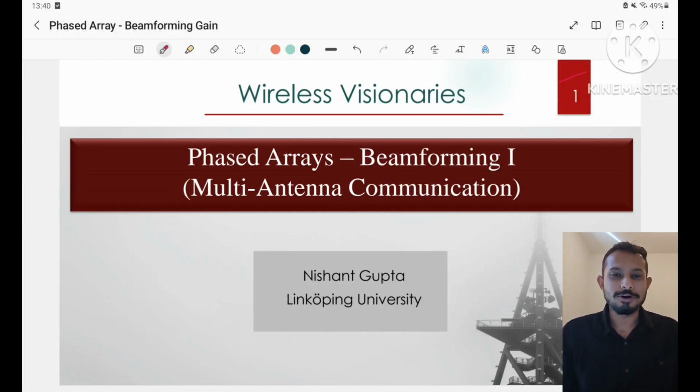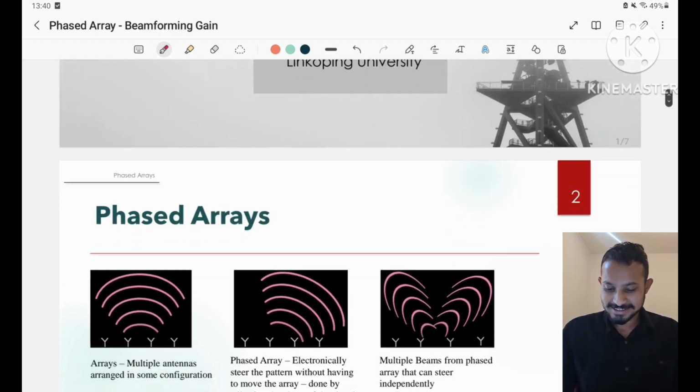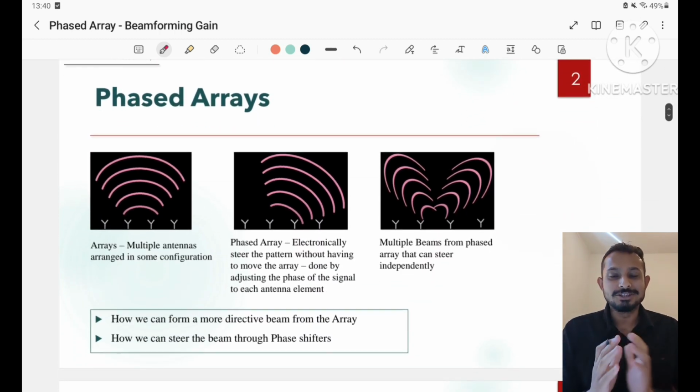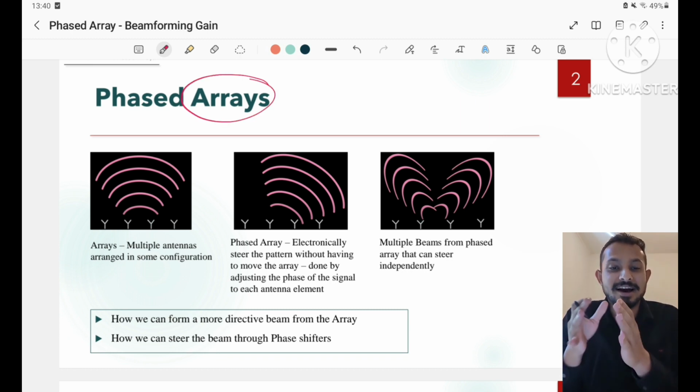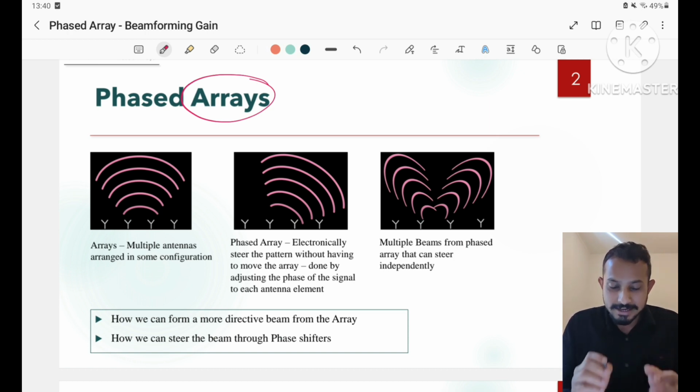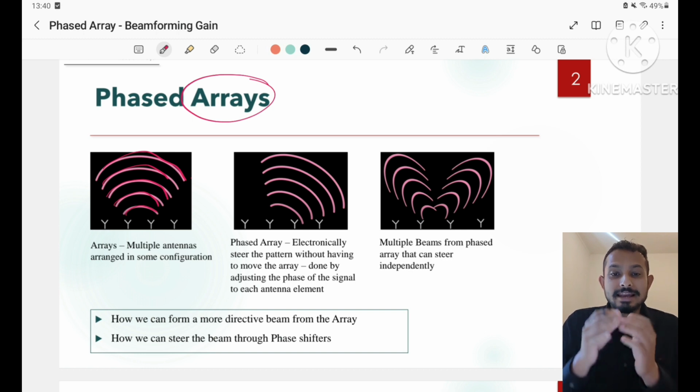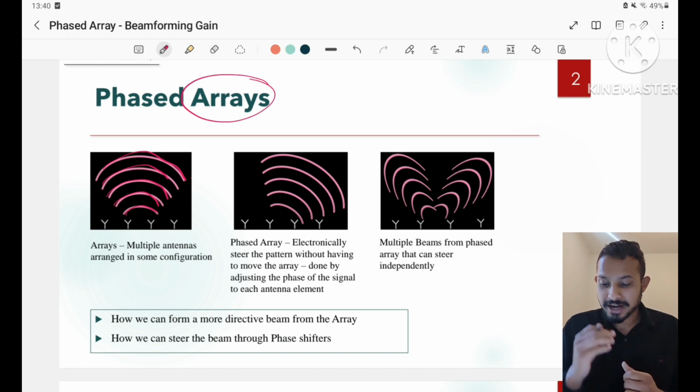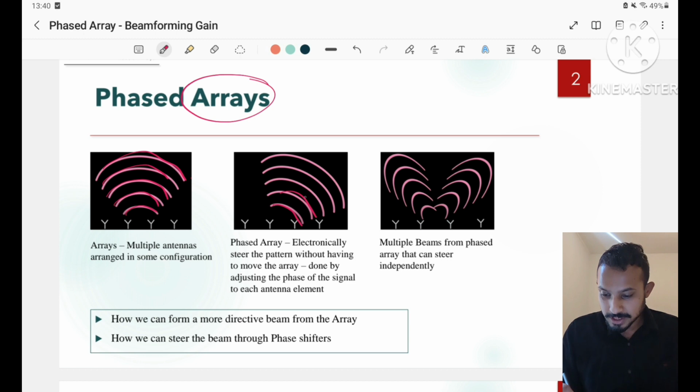In this video, we will talk about phased arrays. An array just means that multiple antennas are arranged in some configuration and act together to produce a desired pattern like this. In a phased array, we can electronically steer the pattern without having to move the array. This is done by adjusting the phase of the antenna elements. Like this, we are steering the beam towards a specific direction.